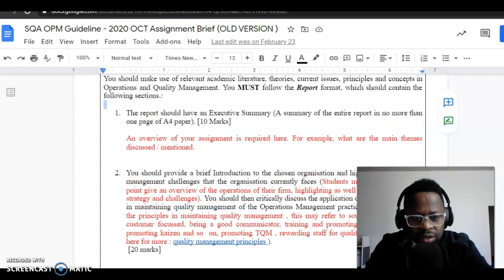Okay, so task 1, pretty straightforward. The report should have an executive summary, a summary of the entire report in no more than 1 page, right? This is for 10 marks.